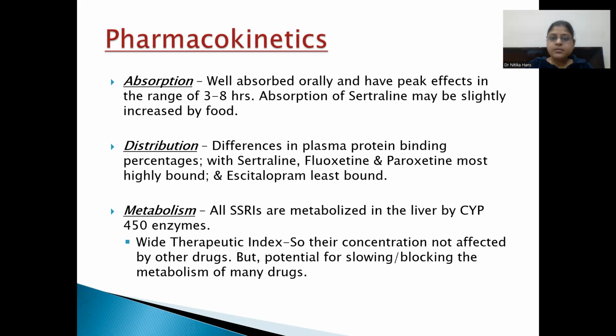These are metabolized in the liver by cytochrome P450 enzymes, and they have a wide therapeutic index. TCAs, on the negative side, have a narrow therapeutic index, a narrow safety margin. But SSRIs have a wide therapeutic index, so their concentration is not affected by other drugs, but they have the potential for slowing or blocking the metabolism of many drugs, as they are enzyme inhibitors. So they increase the levels of various drugs in the body.